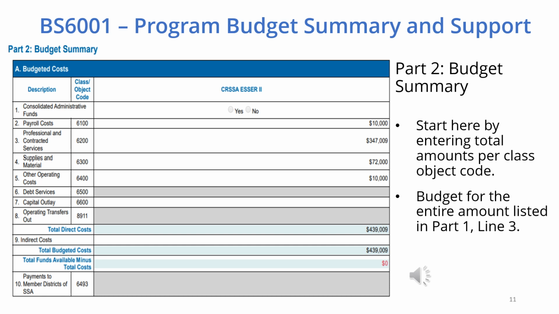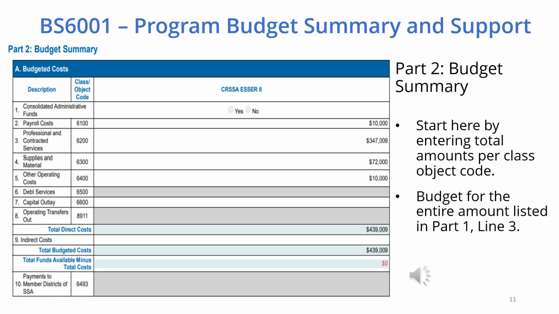This next slide shows Part 2, which is a summary of the cost for your grant program by class object code. You will start here by entering the total cost for each class object code, like payroll, supplies and materials, other operating costs, or capital outlay. Line 9 is where you will budget any indirect cost. On this schedule, you must budget for your full award amount, as listed in Part 1. Otherwise, you will receive an error message and you will not be able to submit the application.